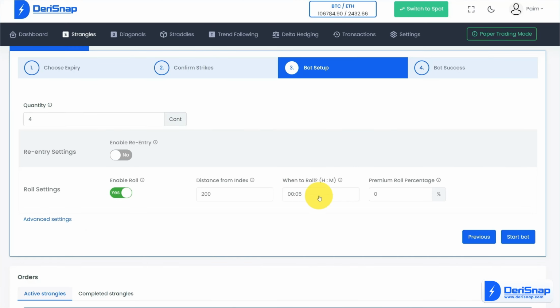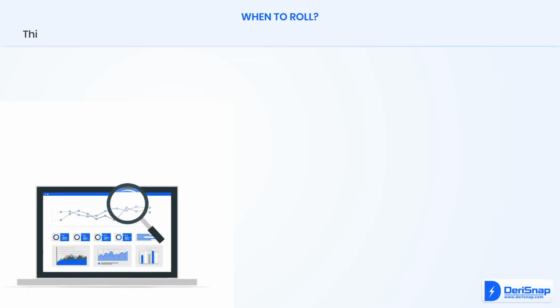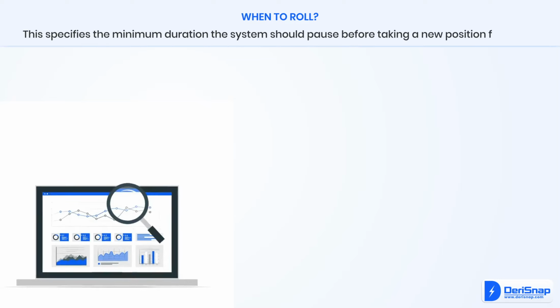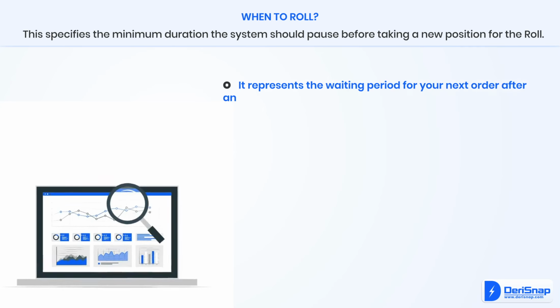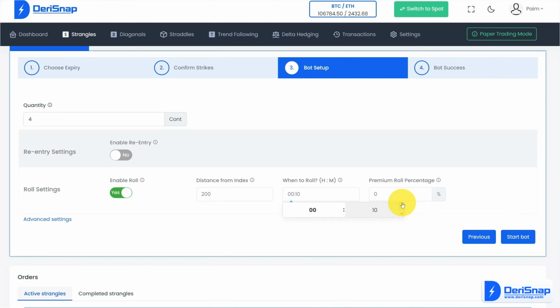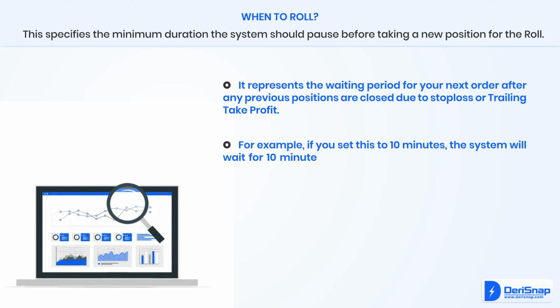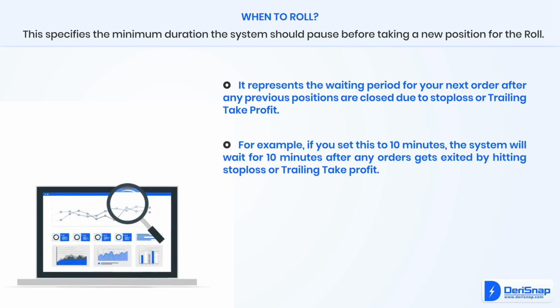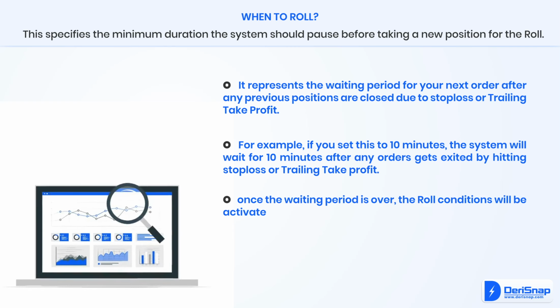After specifying distance from index, you need to set when to roll. This specifies the minimum duration the system should pause before taking a new position for the roll. It represents the waiting period for your next order after any previous positions are closed due to stop loss or trailing take profit. For example, if you set this to 10 minutes, the system will wait for 10 minutes after any orders gets exited by hitting stop loss or trailing take profit. Once the waiting period is over, the roll conditions will be activated.